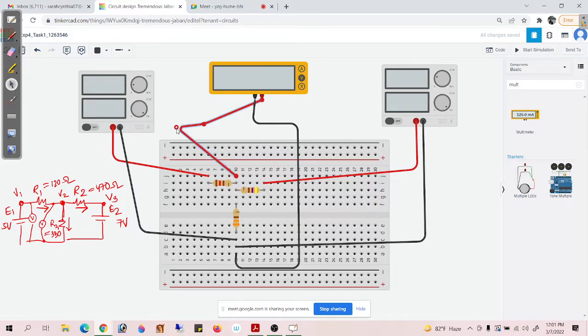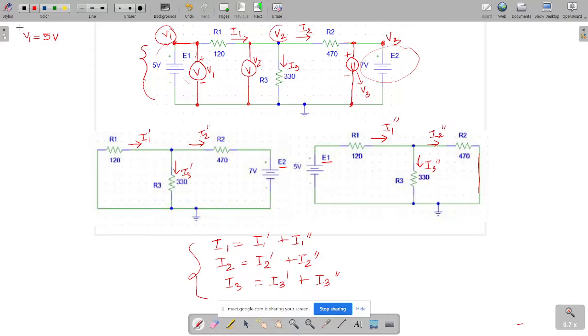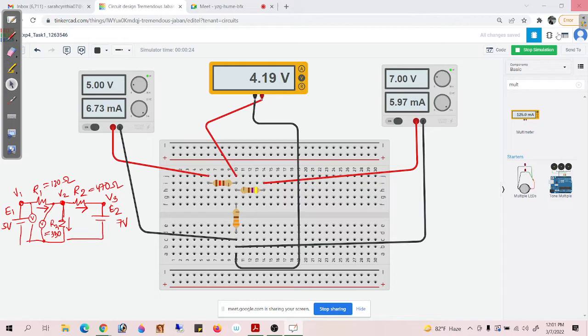Now we can start the simulation again and see what voltage V2 is. For me it's about 4.19. Is it true for your case as well? Yes, ma'am. Please note the value of V2 down. So V2 is equal to 4.19 volt. Similarly, we will be finding out what V3 is.